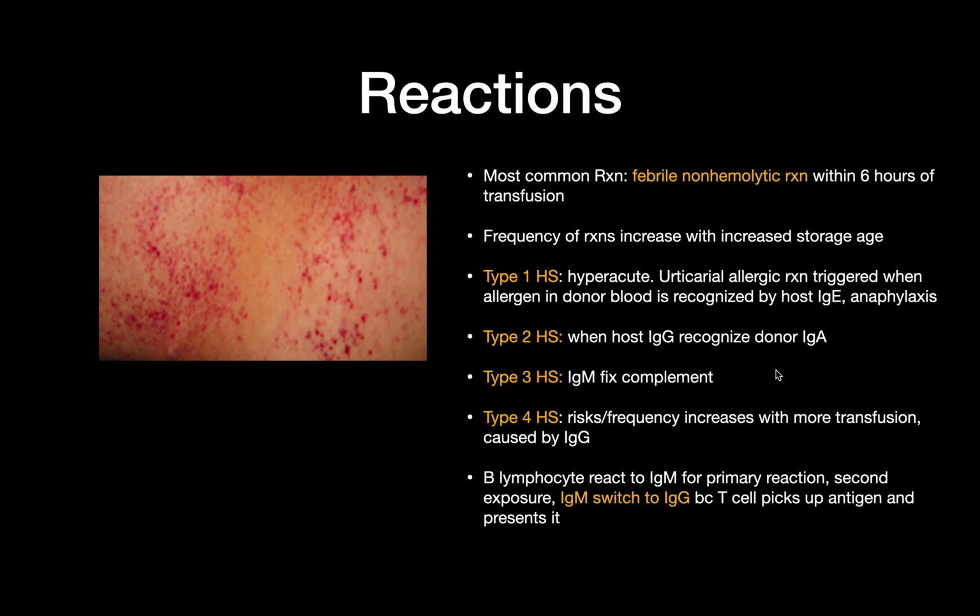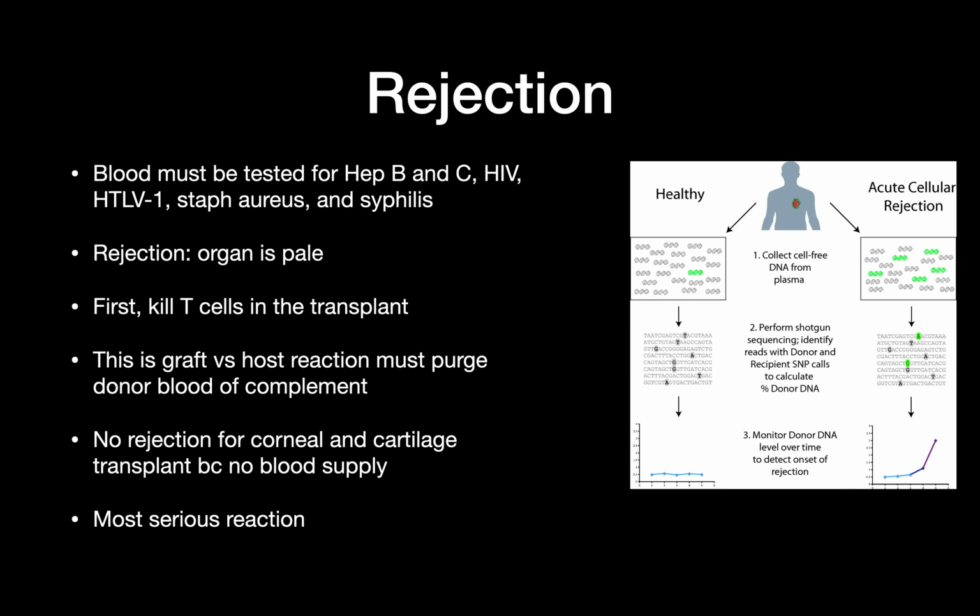And the risk will increase with the frequency of transfusion. It's caused by IgG. So when the B lymphocytes react to the IgM for the primary reaction, during the second exposure, the IgM will switch to IgG, and then that leads to a very strong type 4 hypersensitivity reaction. Okay, so we always have to be worried about rejection.